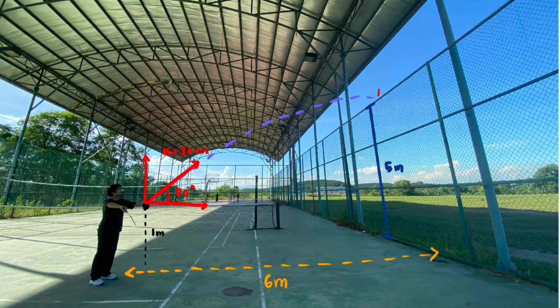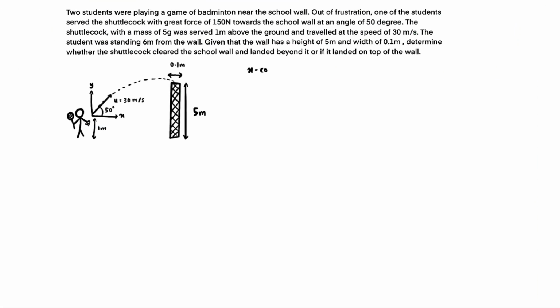Do you think the ball will land on top of the wall, or it will continue its motion past the wall and land somewhere in the field? Let's find out using the concept of projectile motion. In order to apply the concept of projectile motion, we need to break down the motion of the shuttlecock into its x component and y component.